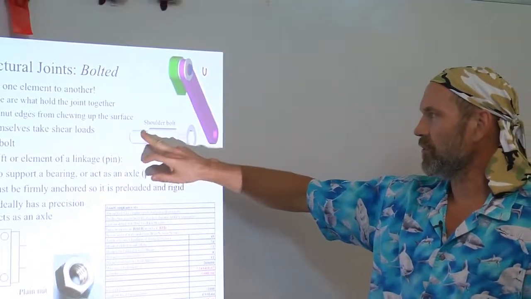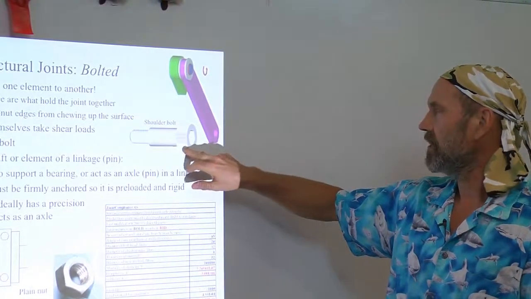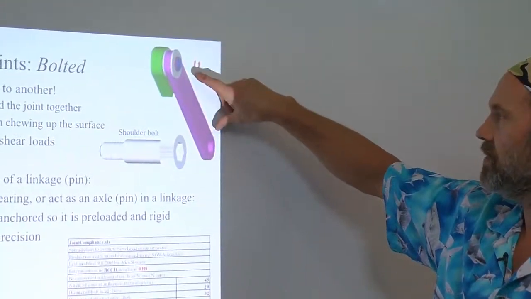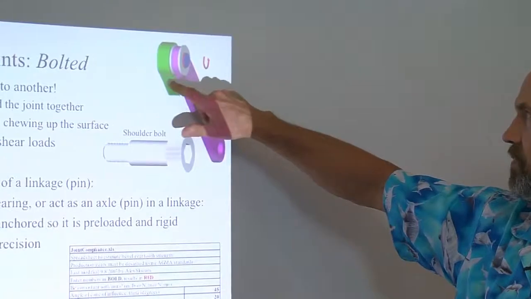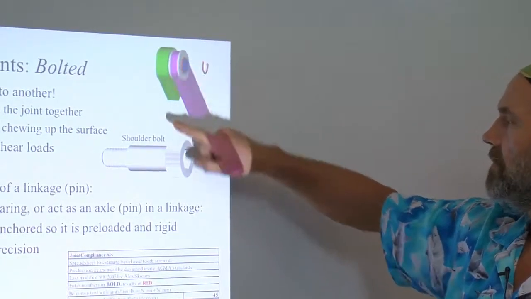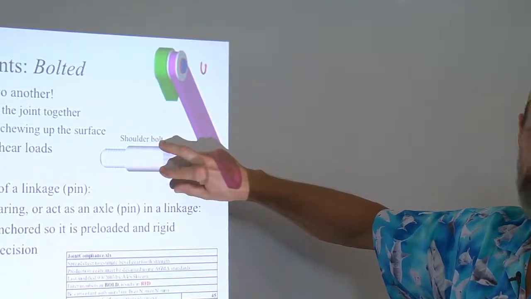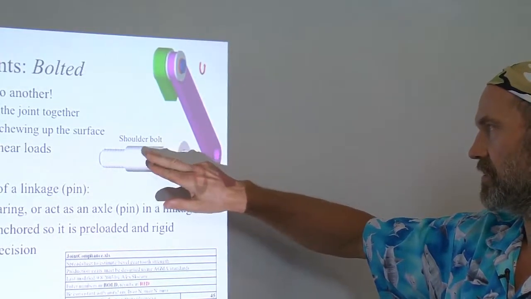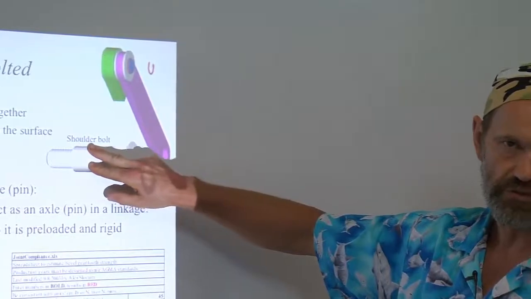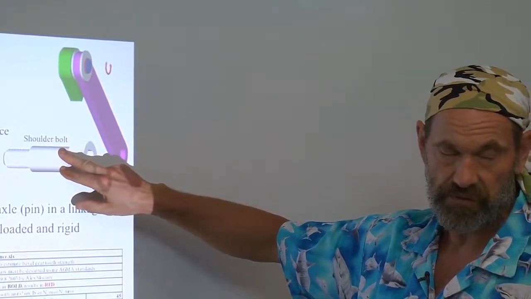This type of bolt here is called a shoulder bolt, often used in linkages when you want to attach one link to another through a pin joint. The shoulder can then have a nylon sleeve on it to act as a bearing, or if the loads are modest, you can just have the shoulder itself on the shoulder bolt act as the pin for the bearing joint.